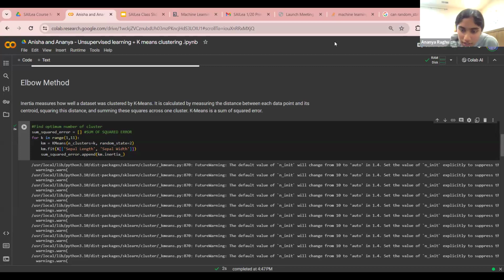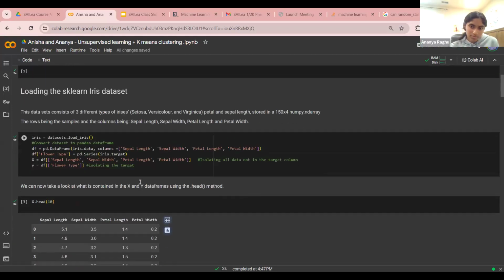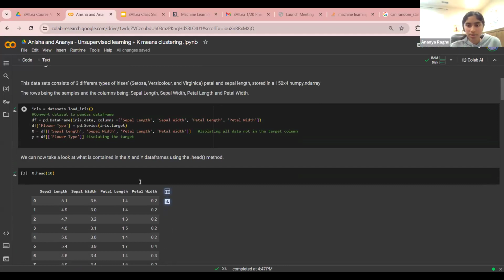So this is essentially an optimization method. Are you talking about the elbow method or just k-means clustering in general? Yes, the elbow method, exactly. It's just an optimization method. You're trying to figure out what's the optimal number of clusters to use.